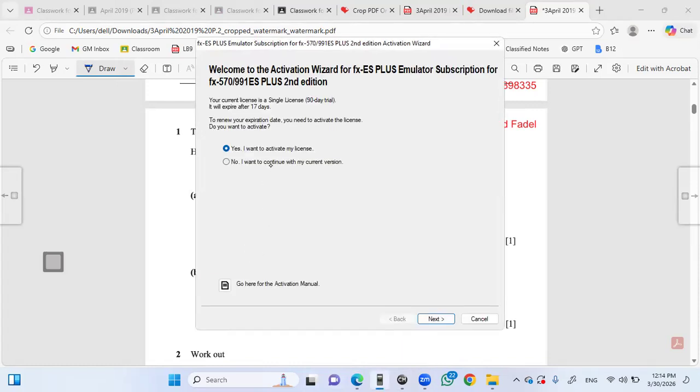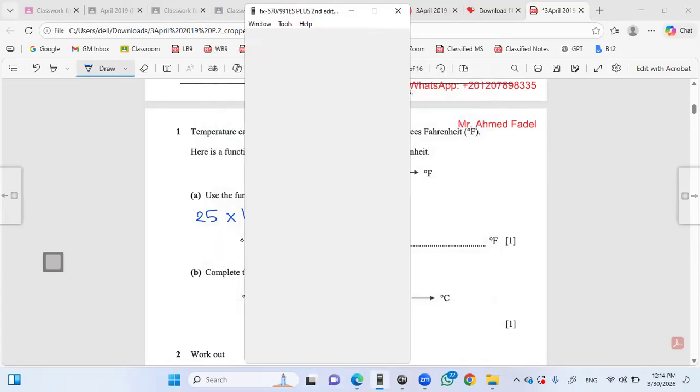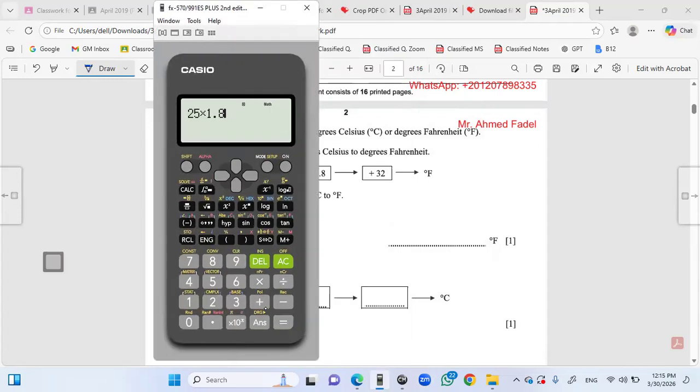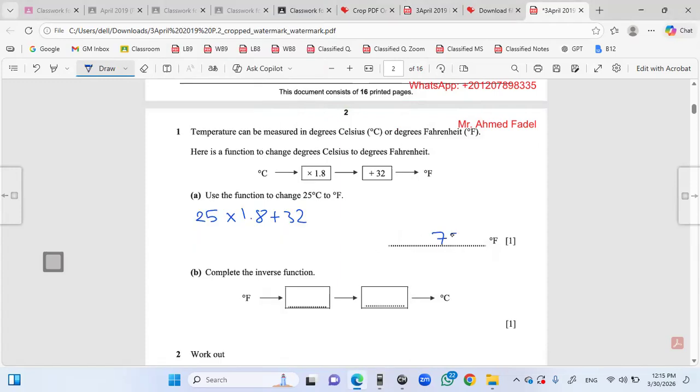25 times 1.8. Here you go. And then you're supposed to add 32. The brackets here will not actually change anything because even if you do the order of operations, it's going to start with the multiplication anyway. So the answer is 77.